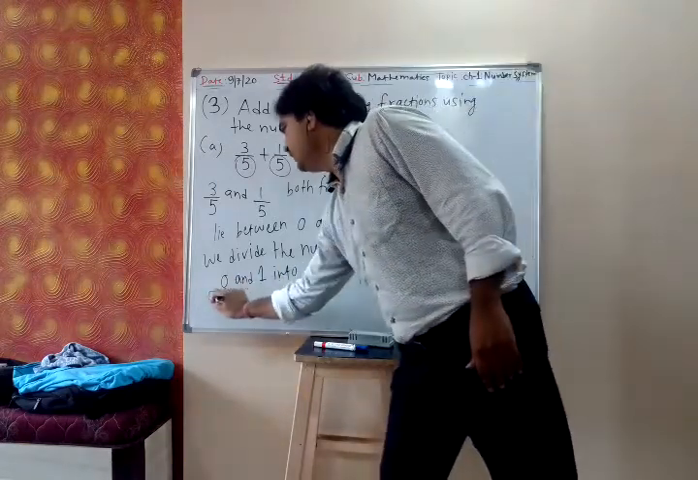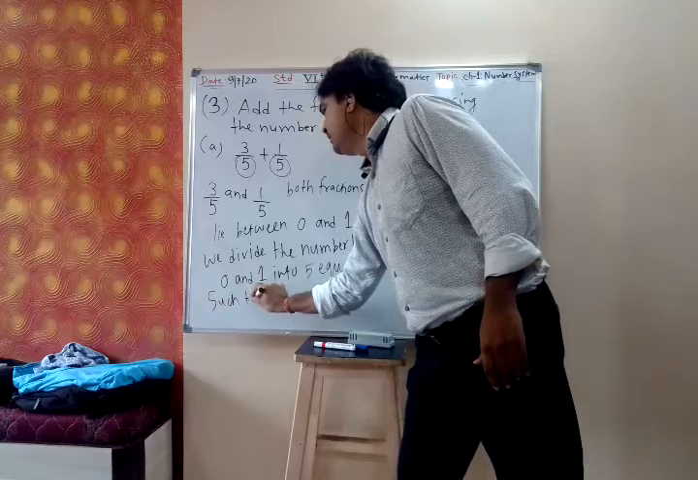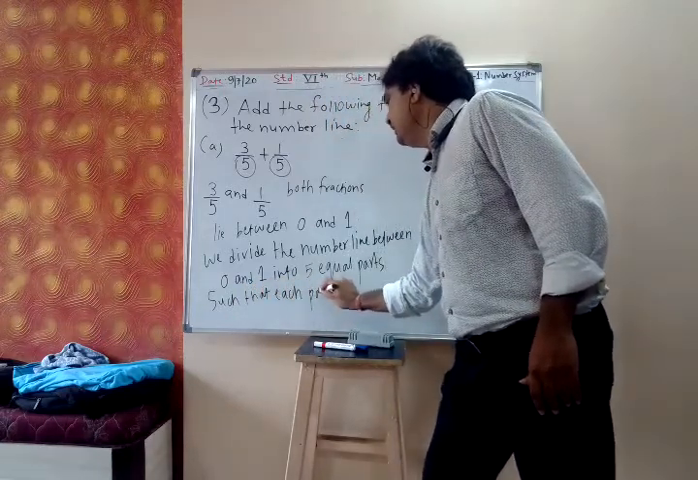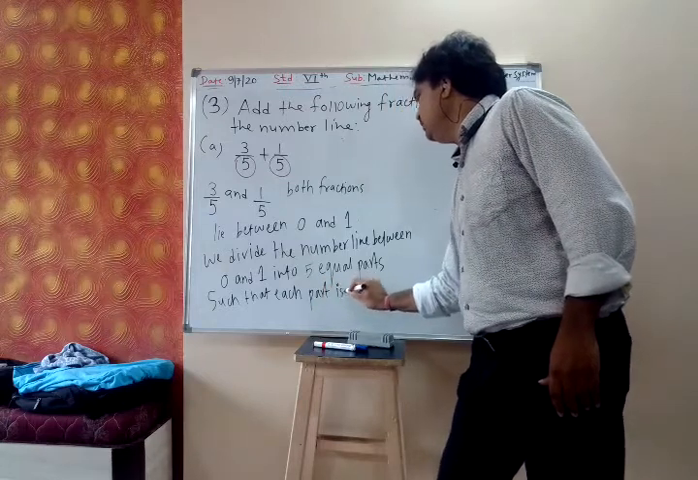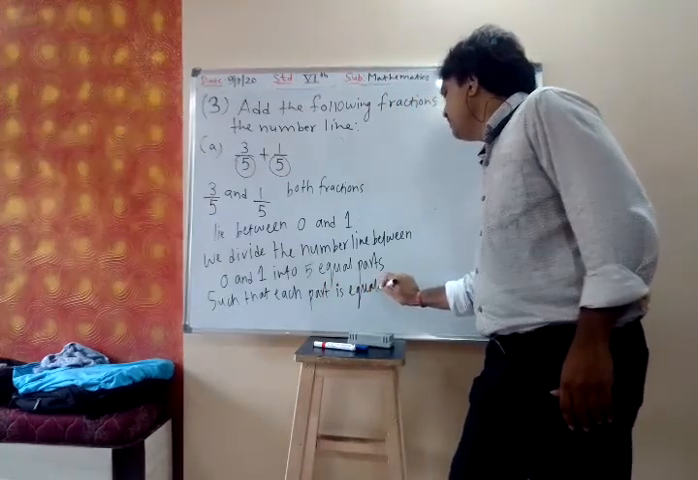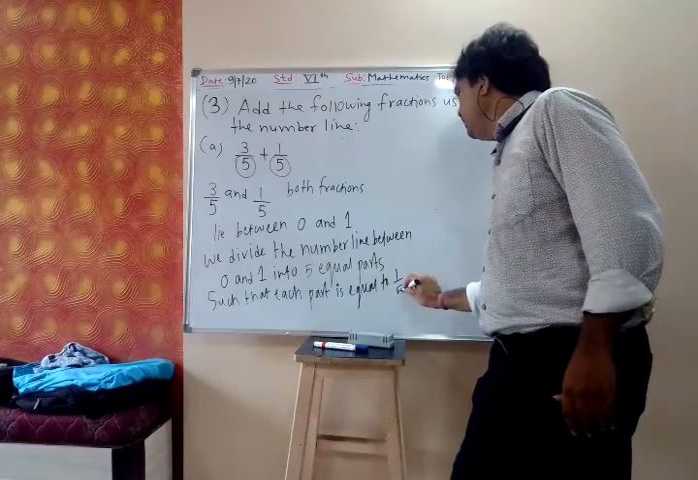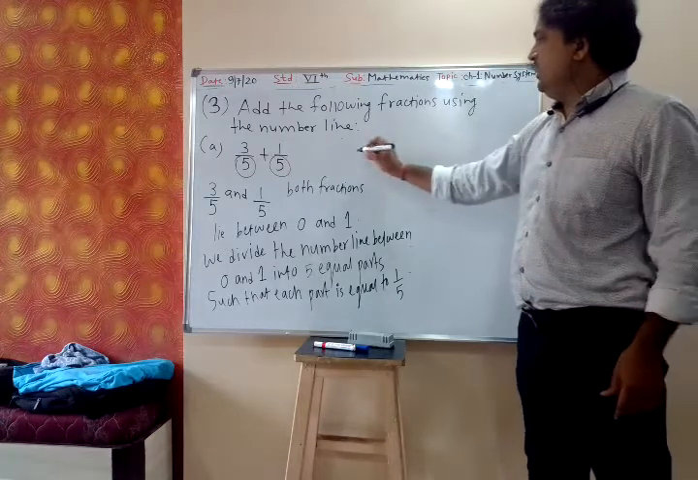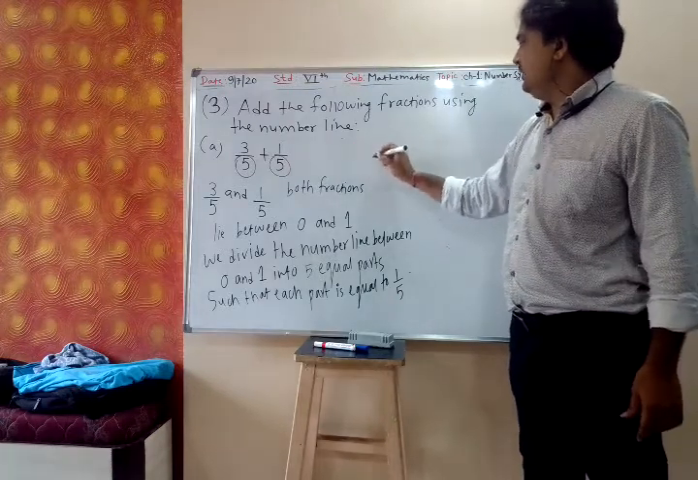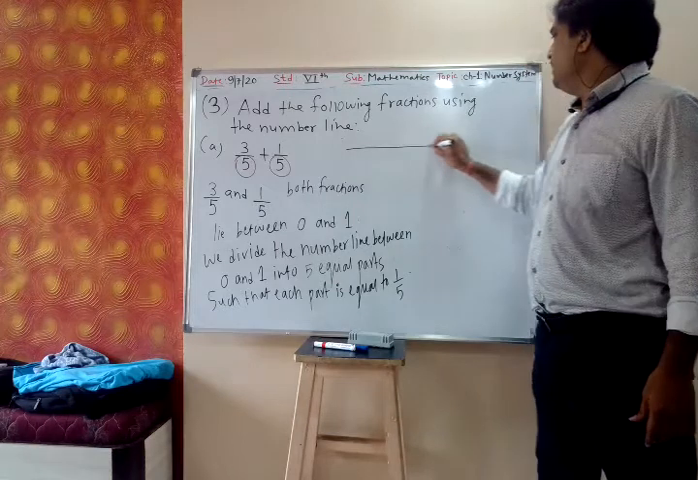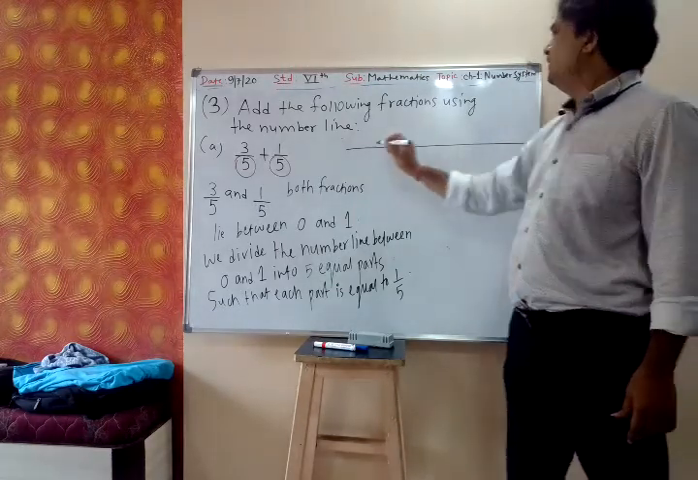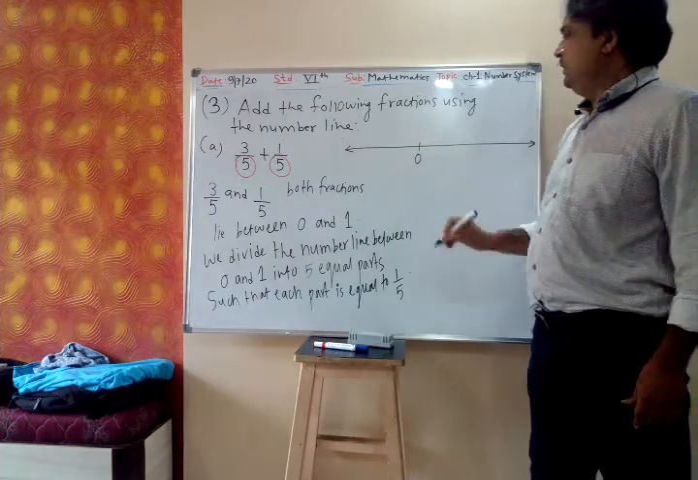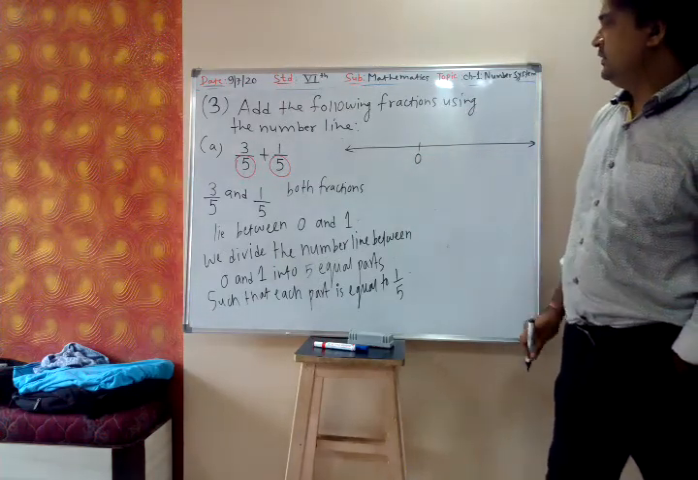Such that each part is equal to 1 upon 5. So now let us draw the number line. We divide the number line between 0 and 1 into 5 equal parts.